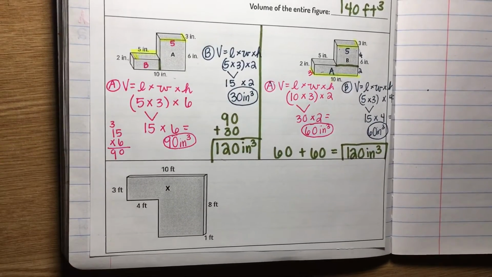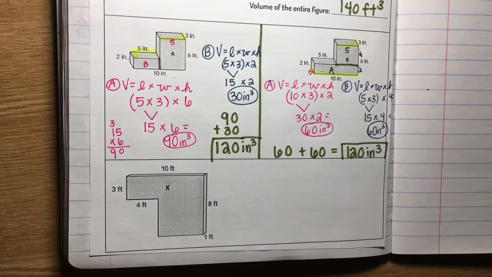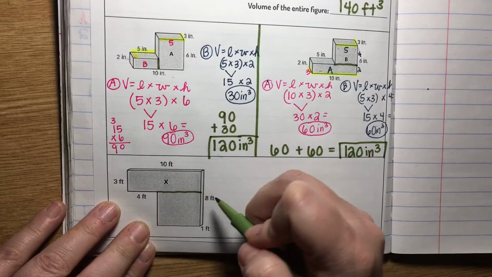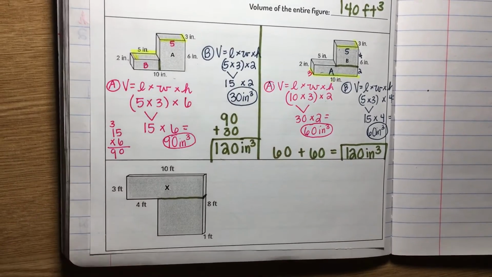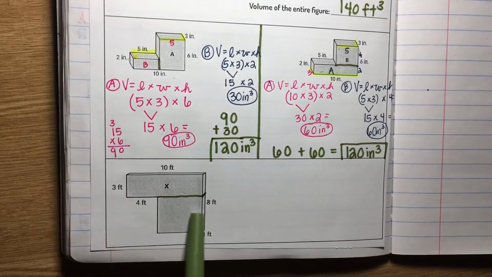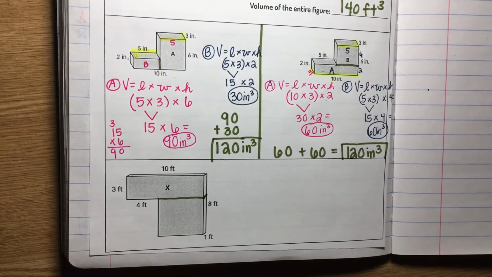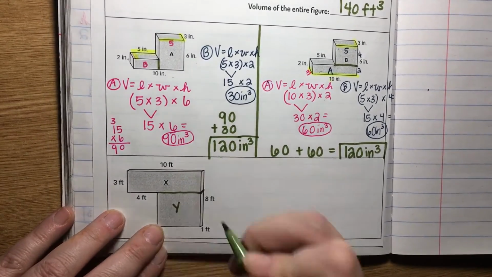All right, our last question, we're going to break this box up right here, and then kind of go a little sideways with that one. It's going to look like we have a box on the bottom and then one kind of balancing up on top. This is box X, so let's call this box Y.